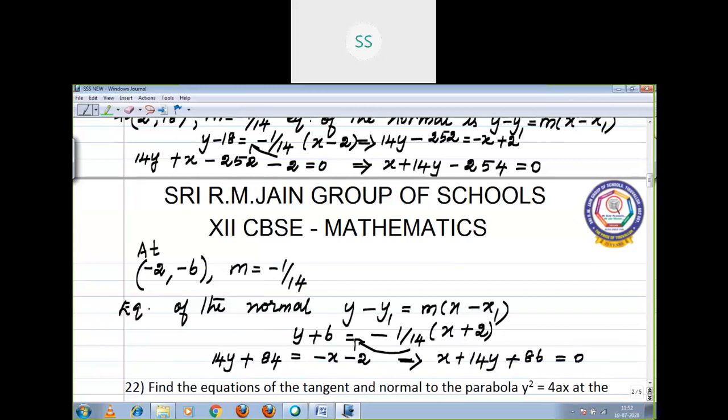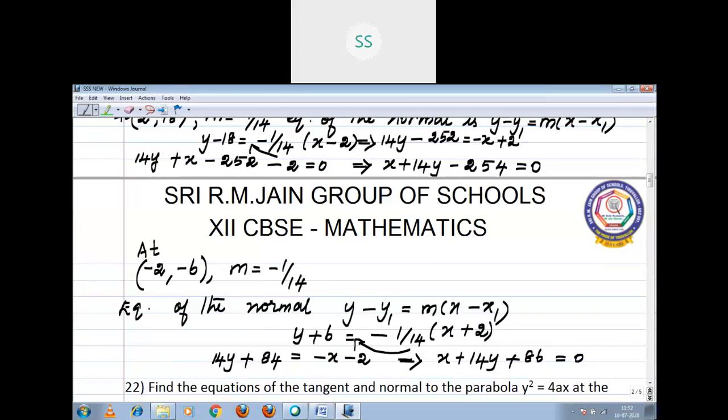These are the required equations, right? What is the first equation? x plus 14y minus 254 equal to 0. Next, x plus 14y plus 86 equal to 0.